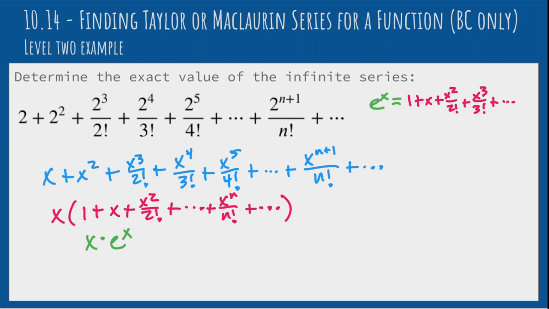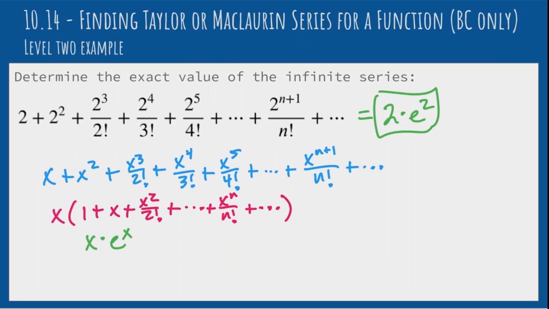So what that means is that this right here, this whole thing is going to equal, instead of x, we have 2's in there, so that's going to equal 2 times e squared. And that's our answer. So we took this series that was a power series, but then has a particular value plugged in for it.